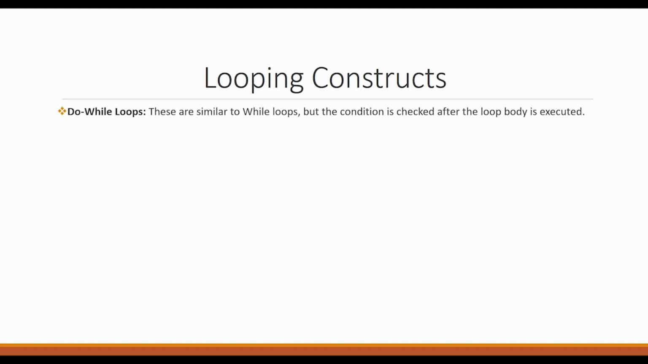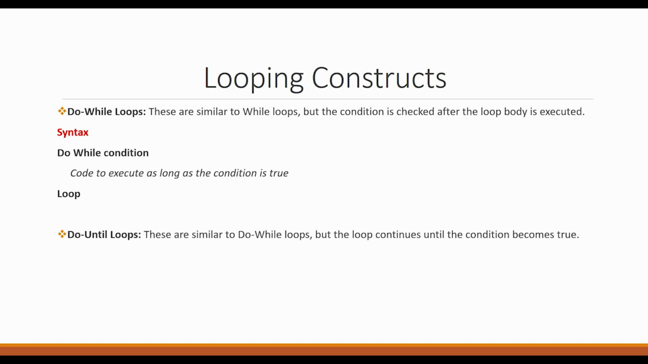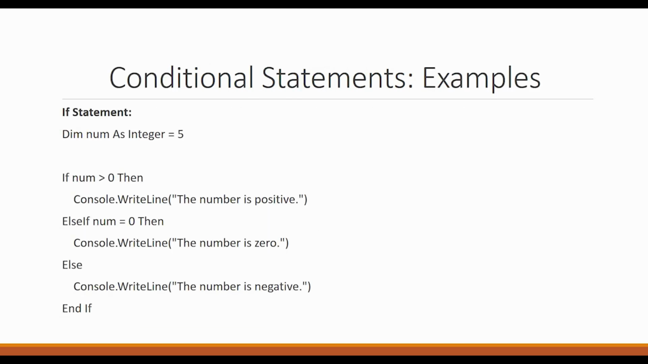Now let's see the do while loop. This is similar to the while loop, but the condition is checked after the loop body is executed. All right, so this is the do while loop, that's the syntax. Then you have the do until, that's the syntax too. So now let's check some of the examples.